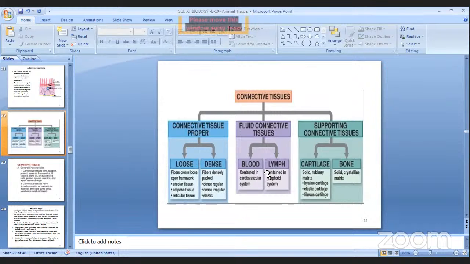One is connective tissue proper, the other one is the supporting connective tissue, and the third one is the fluid type of connective tissue. In connective tissue proper, we will be having loose type and dense type. Then in supporting type, we'll be having cartilage and bone. In fluid type, we'll be having blood and the lymph. Okay. Then loose connective tissue examples are areolar and adipose, including reticular tissue.